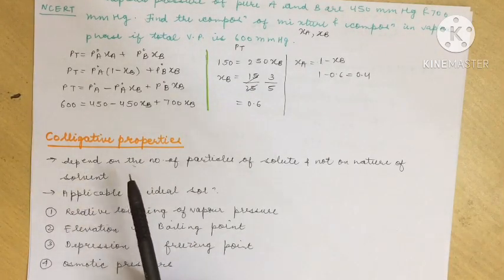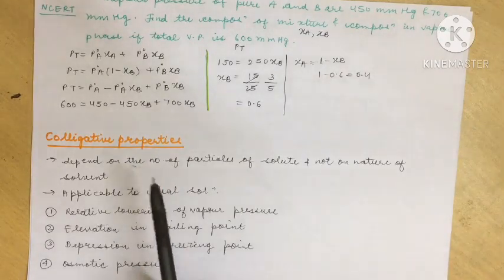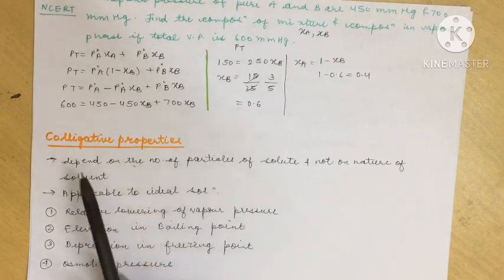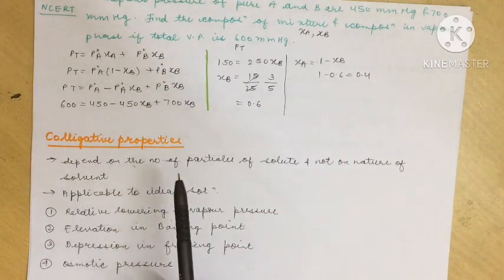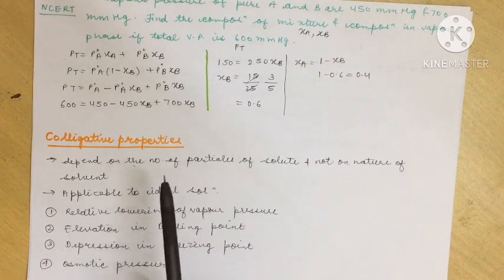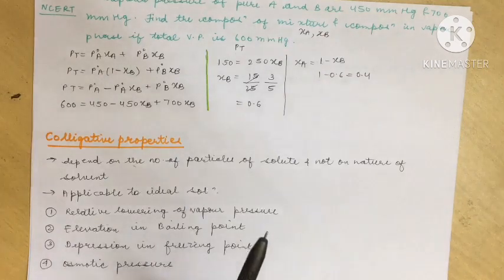Colligative properties are those properties for only ideal solutions, where these properties depend upon the number of particles of solute. These are the only properties which mainly depend on the number of particles, neither on the nature of the solvent, nor on the nature of the solute, nor on the chemical properties, only on the number of solute particles.